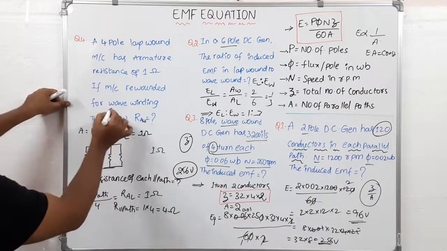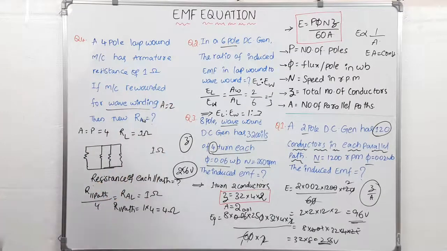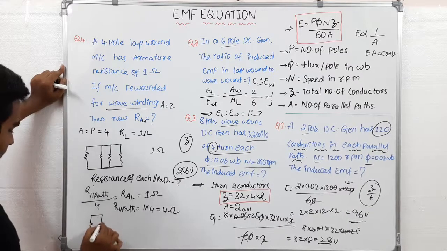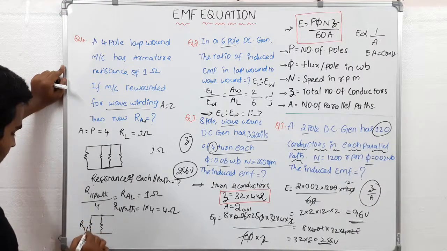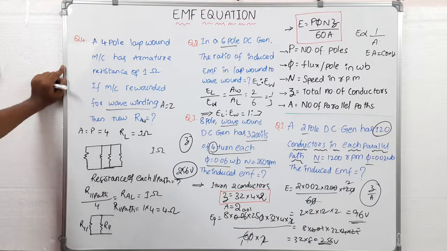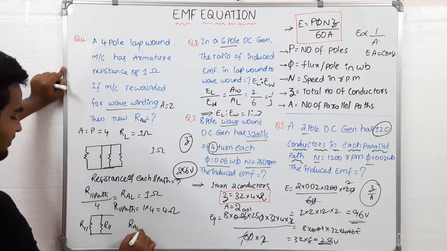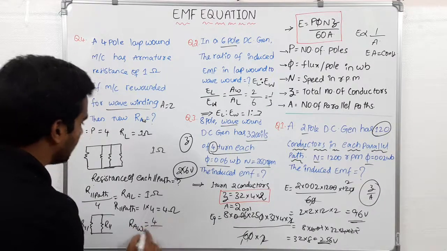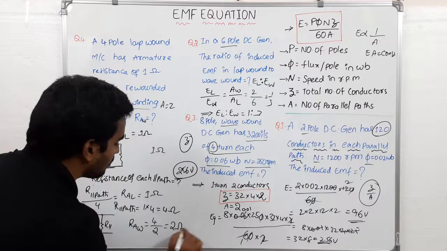Now it is rewound for wave winding. What is the number of parallel paths in wave winding? A equal to 2. Now the resistance of each parallel path is 4, and these resistances are connected in 2 parallel paths. So there will be 2 parallel paths in wave winding. So the armature resistance when it is wave wound equals the resistance of each parallel path, 4, divided by the number of parallel paths, 2, which is equal to 2 ohms.